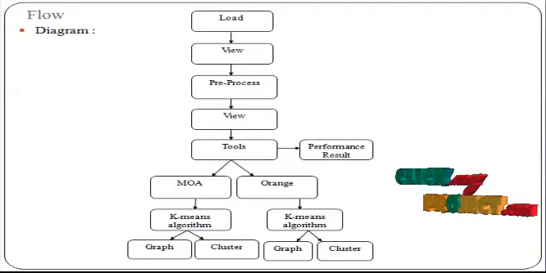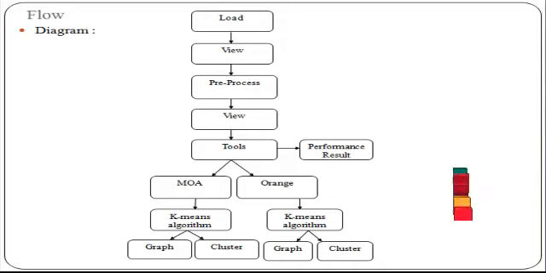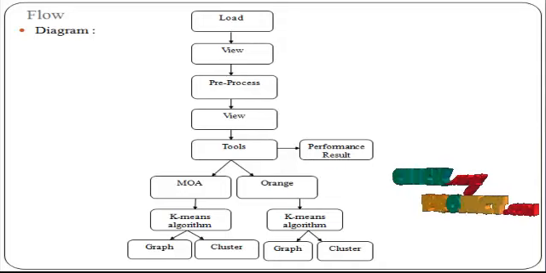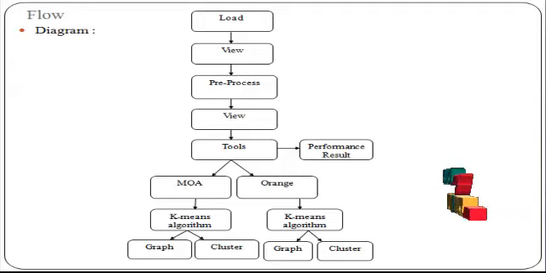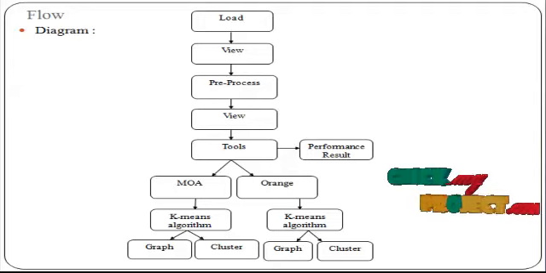In pre-processing, after the dataset is loaded, any null or unstructured or unwanted data is removed, and the two tools used for this clustering process are MOA and Orange.